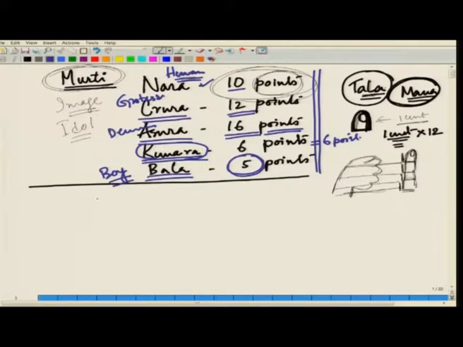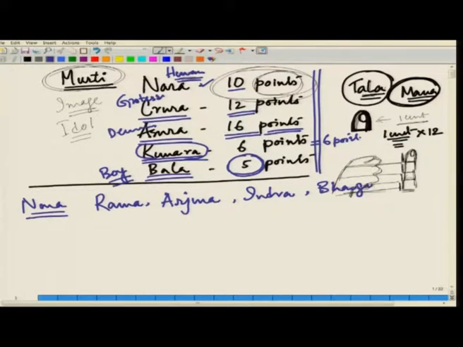So, these are the basic measurements, and I will give you some examples from Indian mythology. This Nara will have figures like Rama, Arjuna, there can be Indra, who is the king of gods. We have Bhargava. There are characters like Nrisingha, who is an incarnation. Then there are Bali, and so on and so forth.